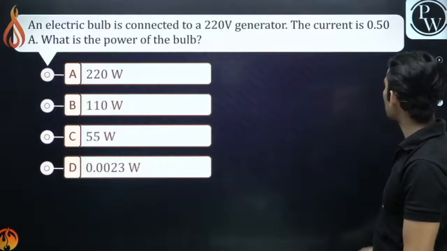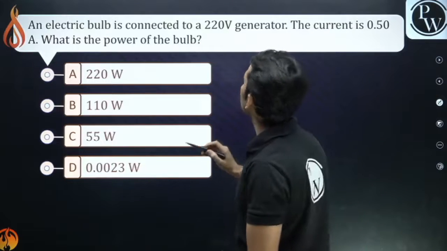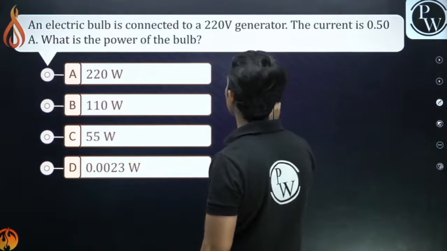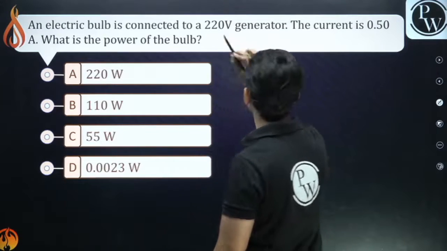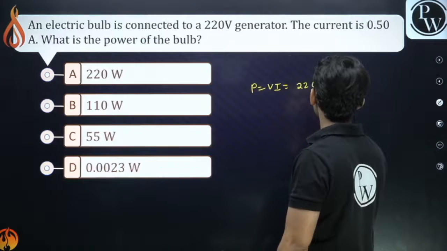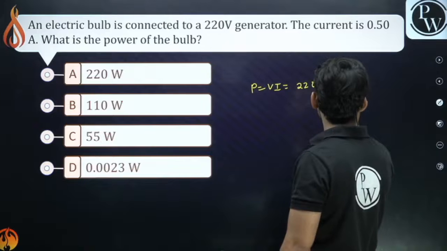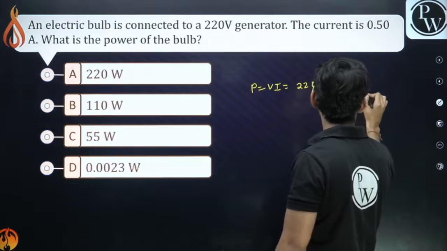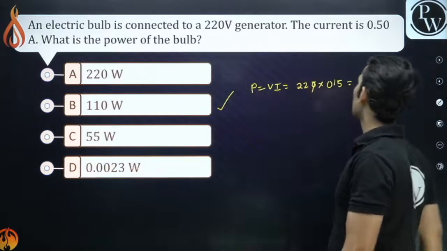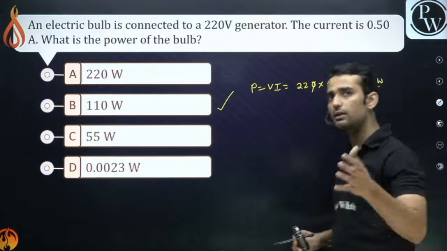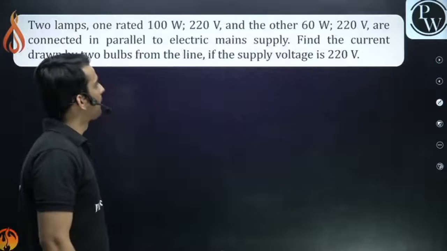So these are the formulas, I have told you. Now the question is, an electric bulb is connected to a 220 volt generator. The current is given. What is the power? Guys, power is V into I. What is the voltage? It is 220 volt. I had told you, depending on the question you use the formula. I is also given, it is 0.5. So this is calculated, it is 110 watt. Which option is correct? Option B is correct. Just simple. Depending on the question, you just choose the formula and you will get your answer. Okay. Next question.